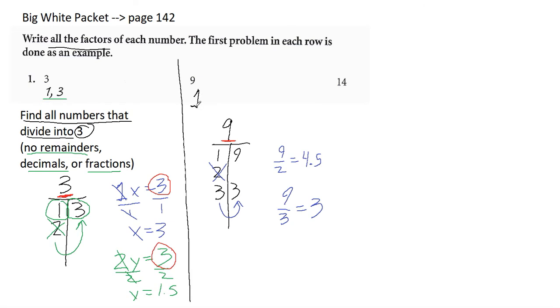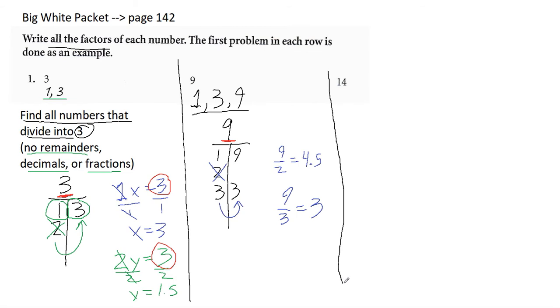So we'd have 1, which is always going to be a factor. 2 is not a factor, but we checked it. 3 is a factor. We don't have to write it twice, even though it occurs 2 times on my T-chart. And then 9, and that's it. And the beauty is we don't have to check 4, 5, 6, 7, and 8. Those are not going to be factors. It's just 1, 3, and 9. Those are all our factors there.